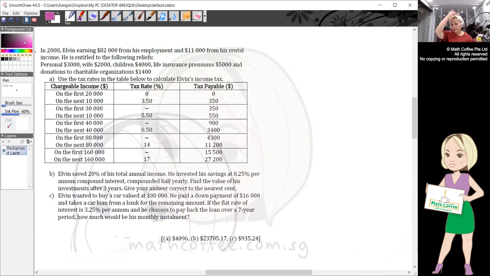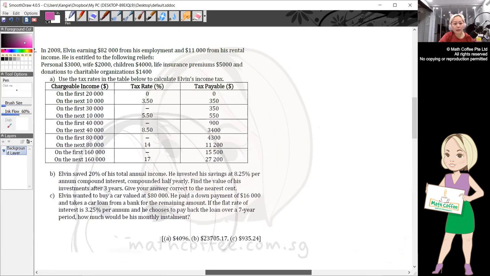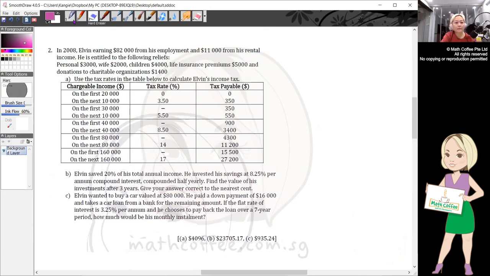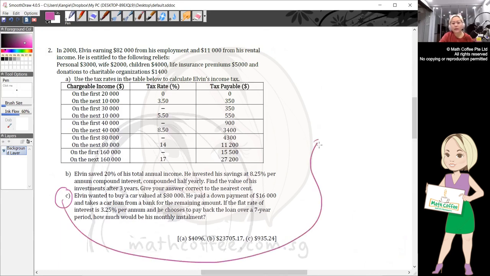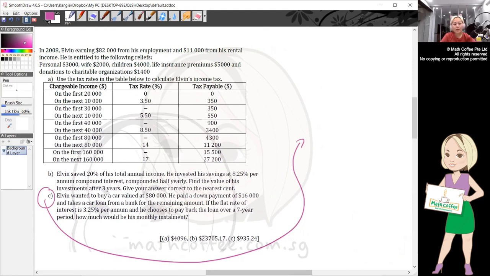Now the last part. Okay, this will be the last part that I'm going to do for tonight. Part C is hire purchase. It's quite similar to question 1 that we did just now, but let's just do it one more time. Alvin wants to buy a car. It's valued at 80,000. He pays a down payment of 16,000. Deposit and down payment are the same meaning. Down payment of 16,000 and takes a car loan.